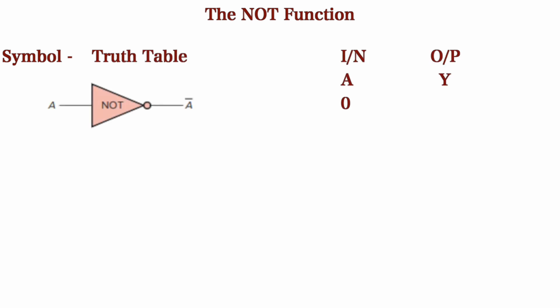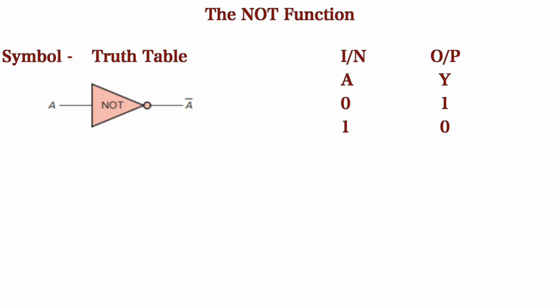Next, the NOT function. Whatever input is provided, the output will be just the inverse of it. This means if the input is 0, the output will be 1, and if the input is 1, the output will be 0.